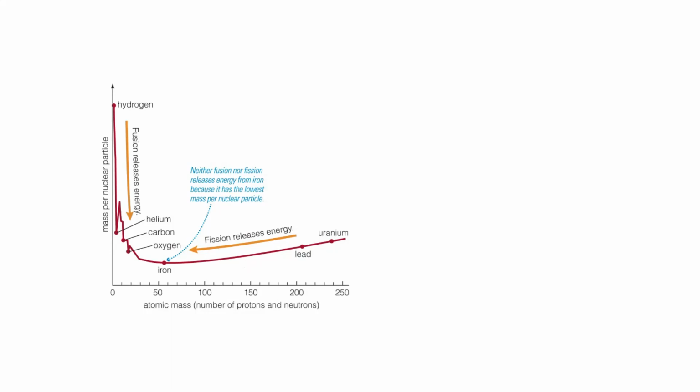so on and so forth. So fusion and fission can both release energy, but iron is the lowest point on this chart. Once you get to iron, you have to add energy if you want to undergo nuclear fusion, and you would also need to add energy if you wanted to undergo nuclear fission. All right, so iron's the bottom of the curve here.